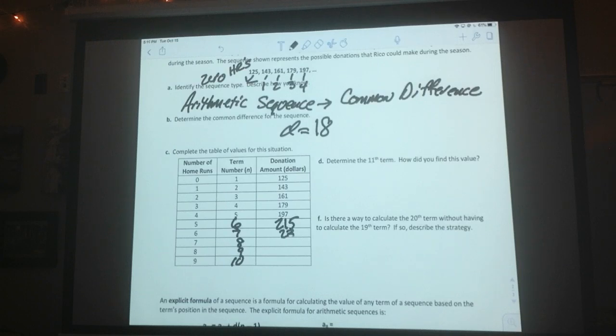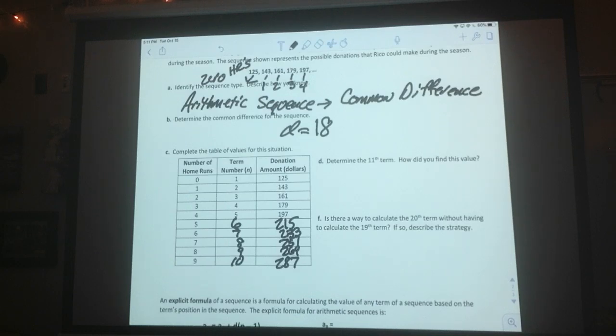Okay, welcome back. You should have this table already filled out. And so you should have exactly what I have. 6 and 215, 7 and 233, 8, 251, 9, 269, and 10 with 287. Now, question for you. Can you determine the 11th term, and how did you find this value?